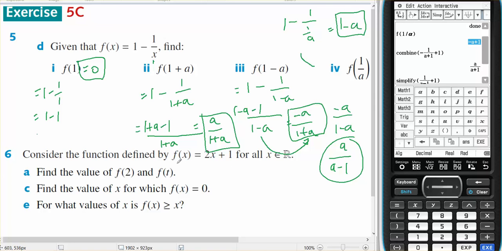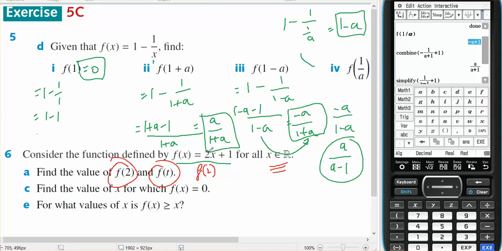Okay, consider this particular function. For all values of x, find f of 2 and f of t. Well, f of 2 should be 2 times 2, which is 4, plus 1, or 5. And f of t should be 2 times t plus 1. That is, I replace x with t, I replace x with 2.